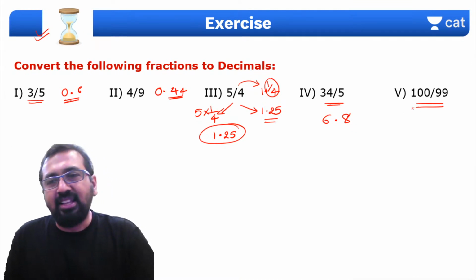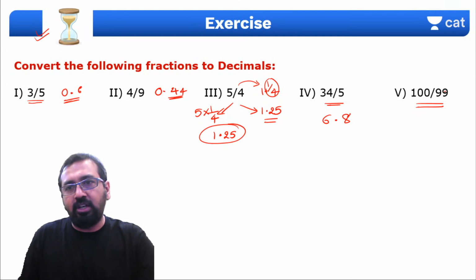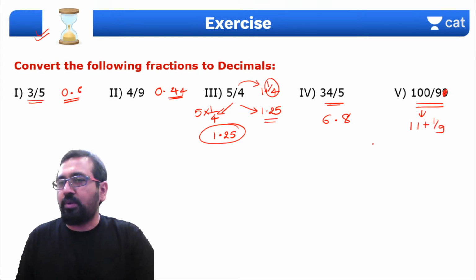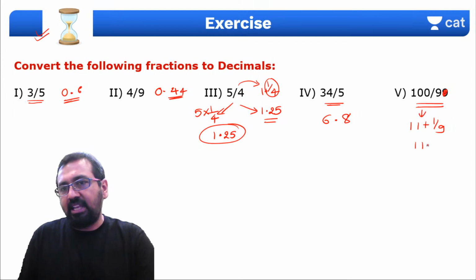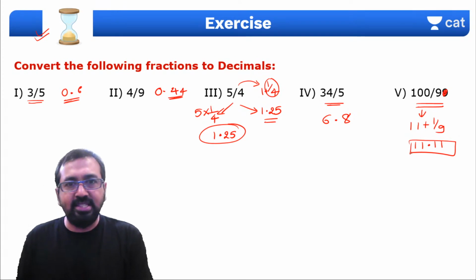100/99. Okay, if you want to convert this to decimal, it will be slightly difficult. Let's take it as 100/9. That's better. So if I want to convert 100/9, I should write it as 11 nines are 99 plus 1/9. So 11 plus 1/9. So this will become 11.11.